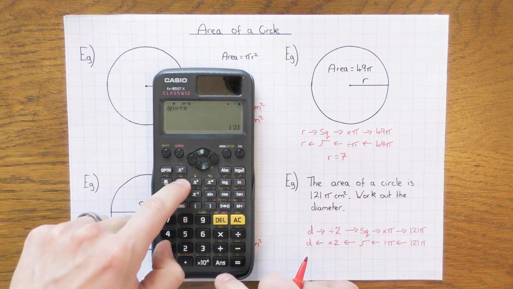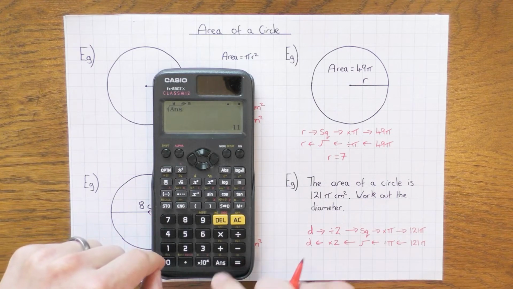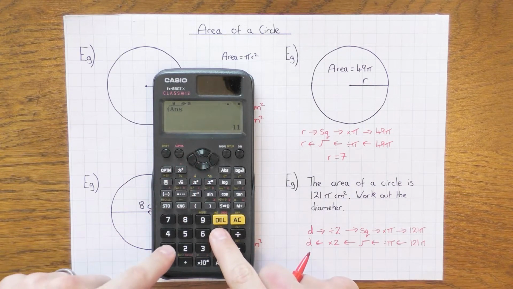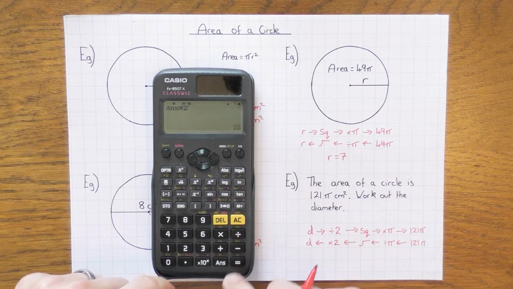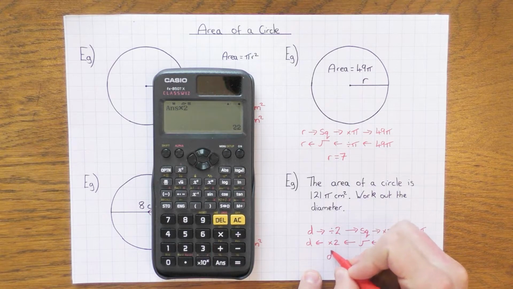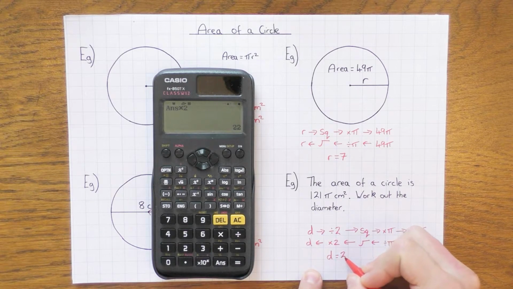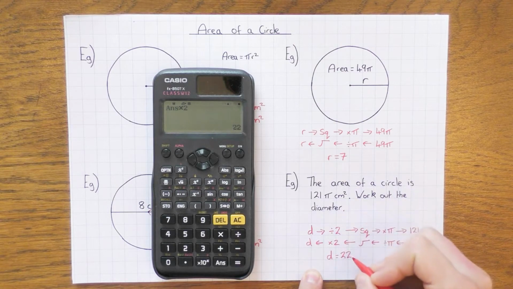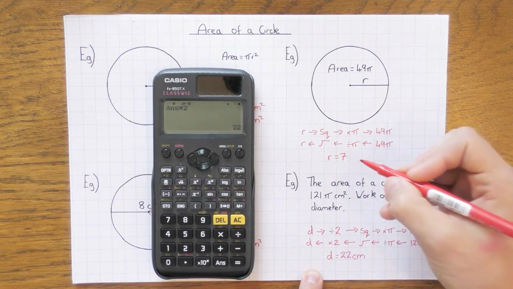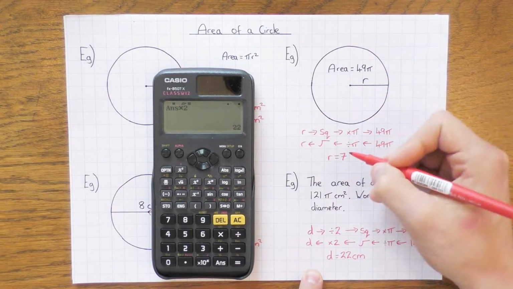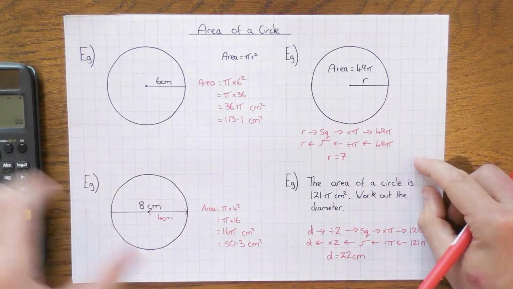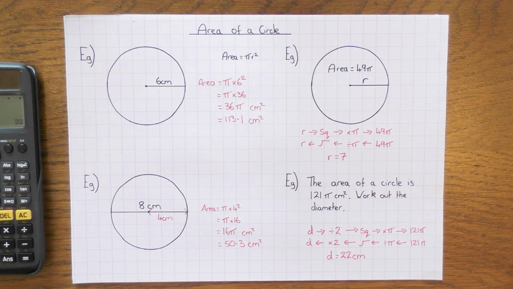121. We need to square root the answer. It gives us 11. That's the radius. So we need to times it by 2 to get the diameter. So in this case, the diameter is 22, and then it was centimetres squared, so this time it is centimetres. And I just realised that this one doesn't have a unit, so that's fine. I can leave that as a 7. Okay, so there's some of the easier ones.